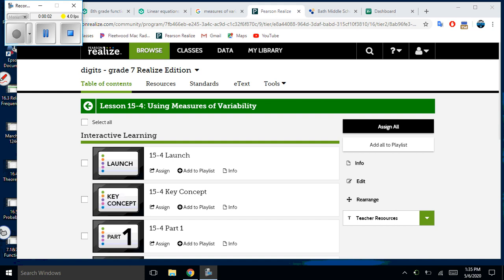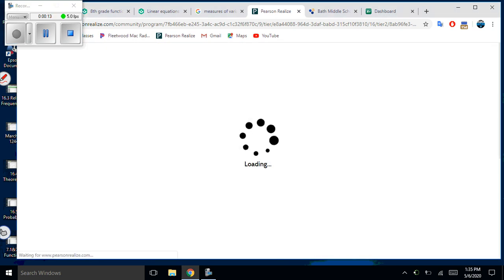Okie doke, cats. Here's the last one of the day that I'm going to do. Lesson 15.4, using measures of variability. That'll leave me with one to do. Let's take a look at key concepts.